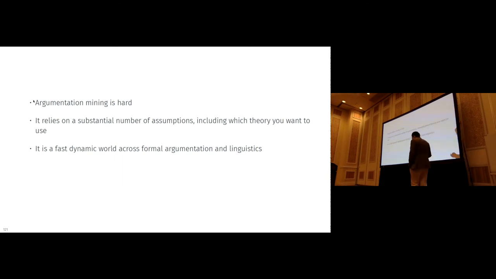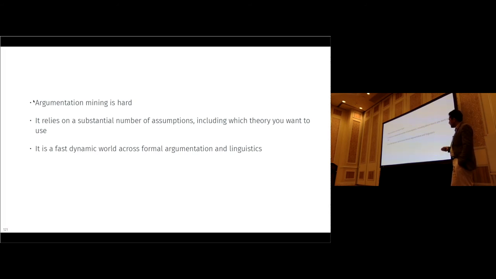We do not have a unified approach to label most of the text. Different schools of thought are using different approaches here. So it's not just a matter of identifying the best LSTM model for classifying the relationship between statements. It is much more complicated. It definitely relies on a substantial number of assumptions, and is a very fast and dynamic world.